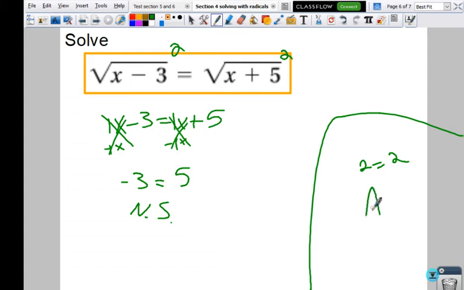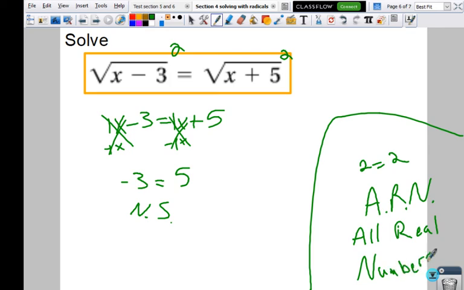We say all real numbers. So if they don't equal each other, you say no solution. If they do equal each other, you say all real numbers, or ARN to abbreviate.